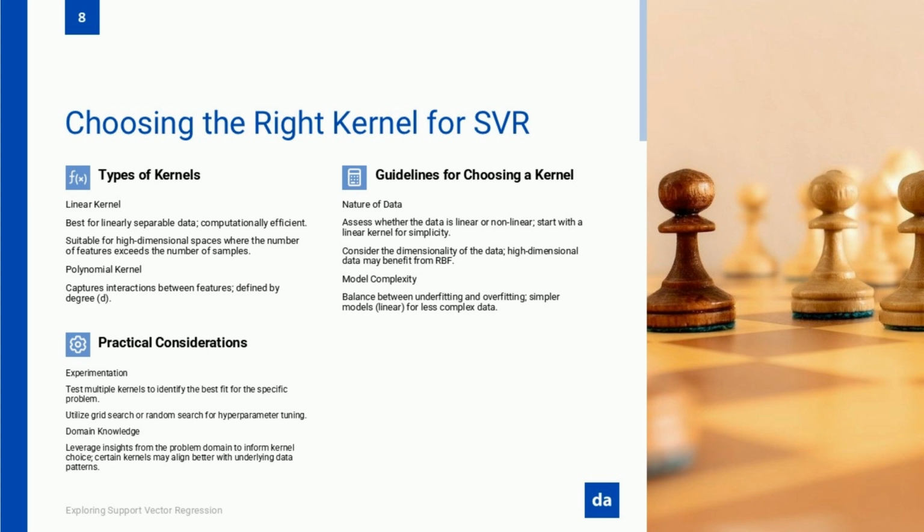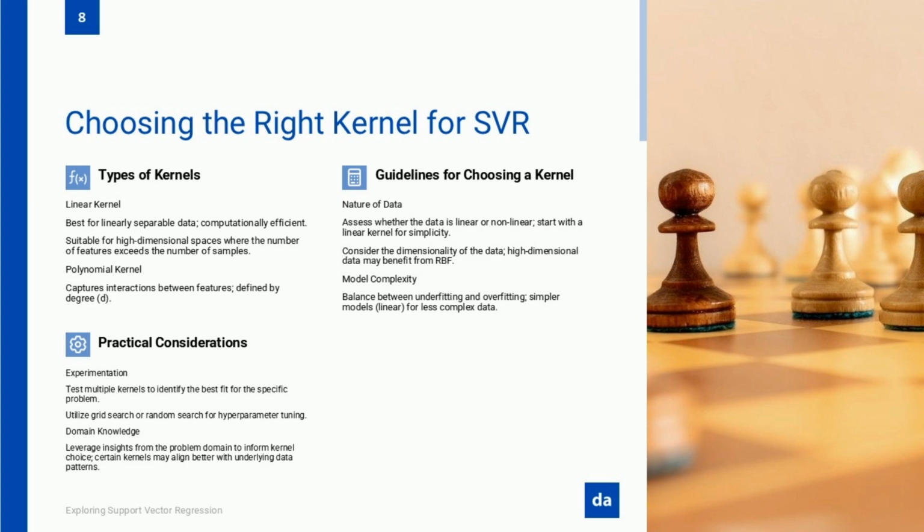regression. The kernel function determines how the model interprets the relationships within the data and whether it can capture complex patterns. Picking the wrong kernel can lead to poor performance, while selecting the right one can dramatically improve accuracy. So how do we decide? The first step is understanding the nature of the data.